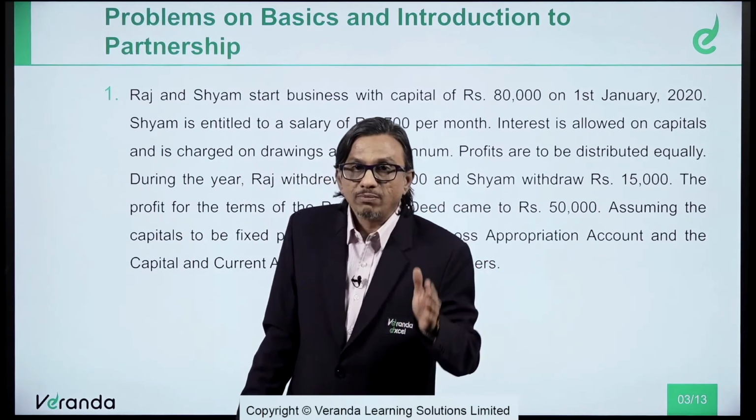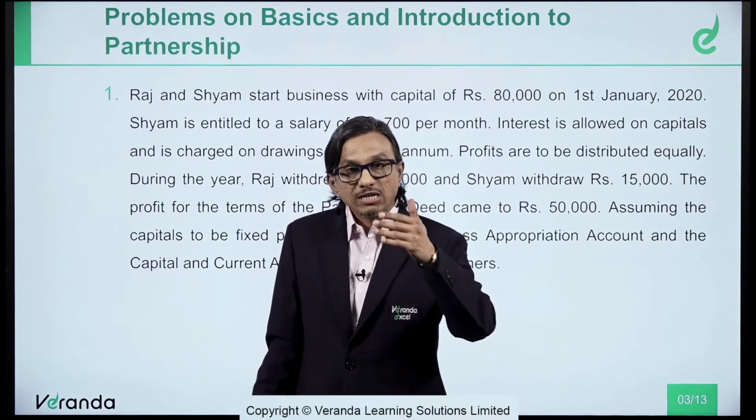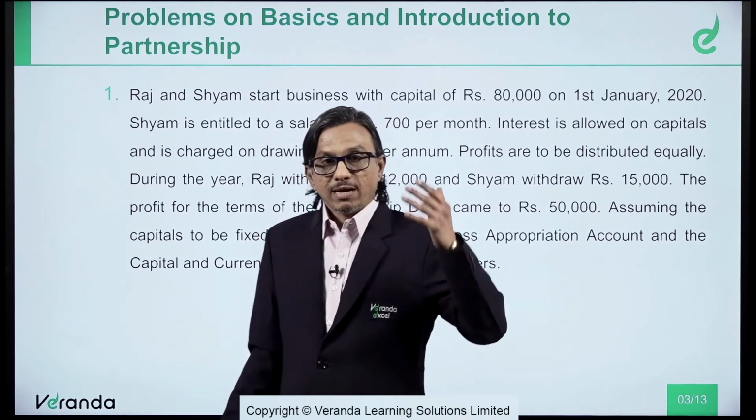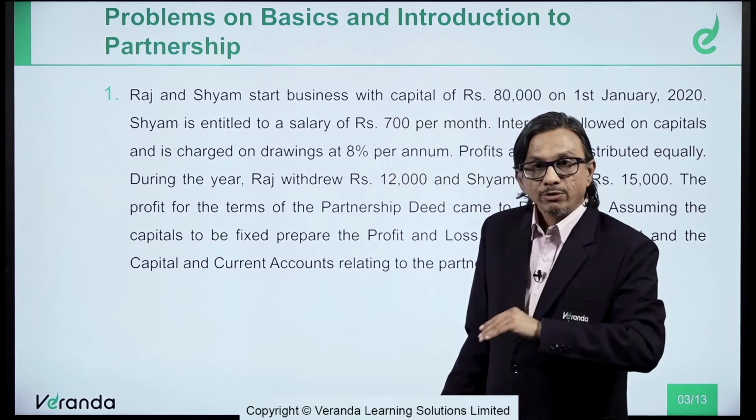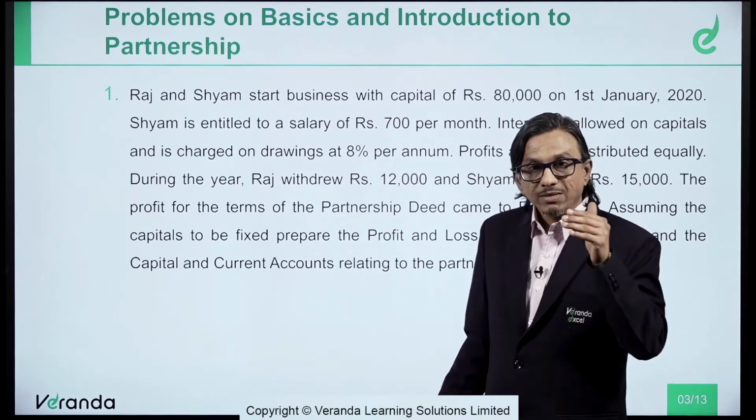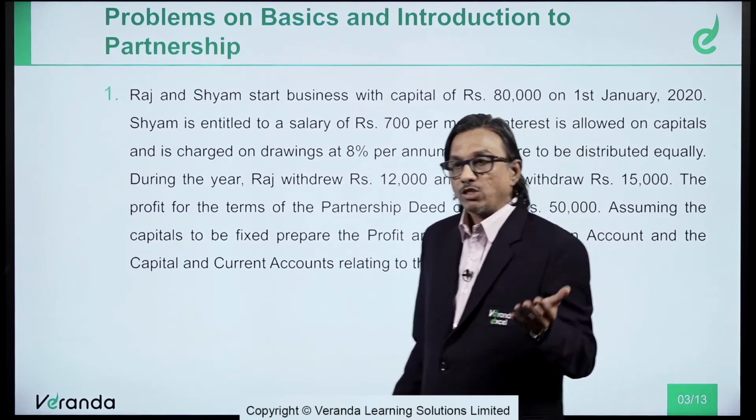Suppose sometimes the problem tells you to prepare the capital under the fixed capital method, then you have to prepare a capital account as well as a current account for each partner. So the problem will tell you which method you have to follow. If the problem is silent, you have to follow the fluctuating capital method.